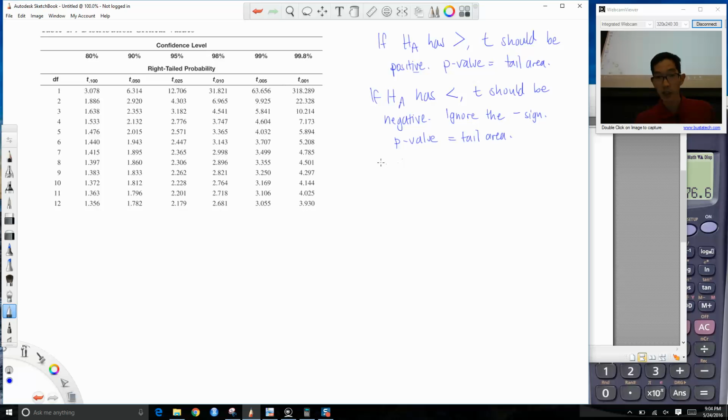And if the alternative has a not equal sign, look up the t, and then your p-value is equal to 2 times the tail area. All right, is that okay? We'll do more examples like this.